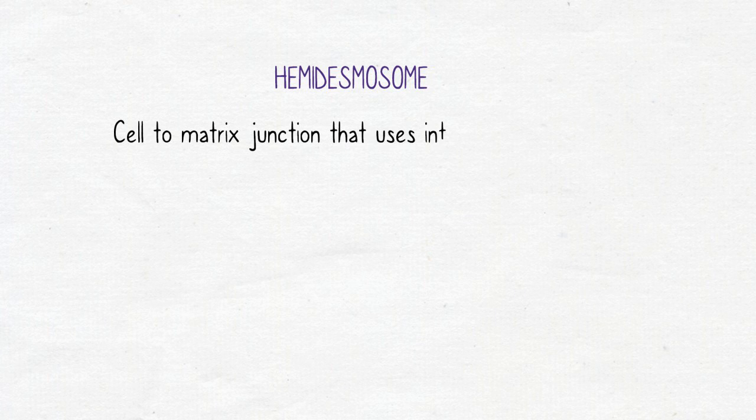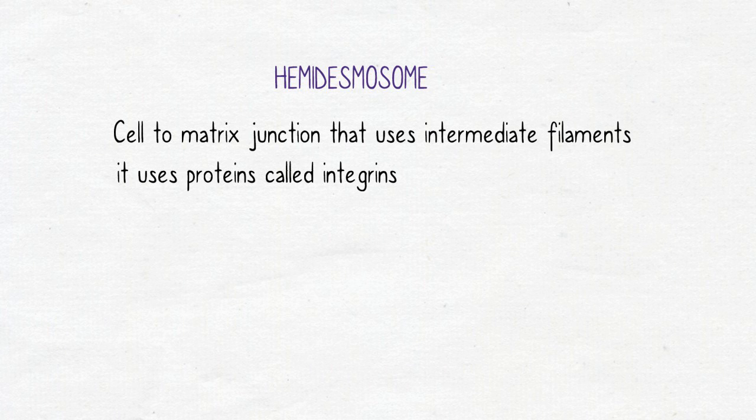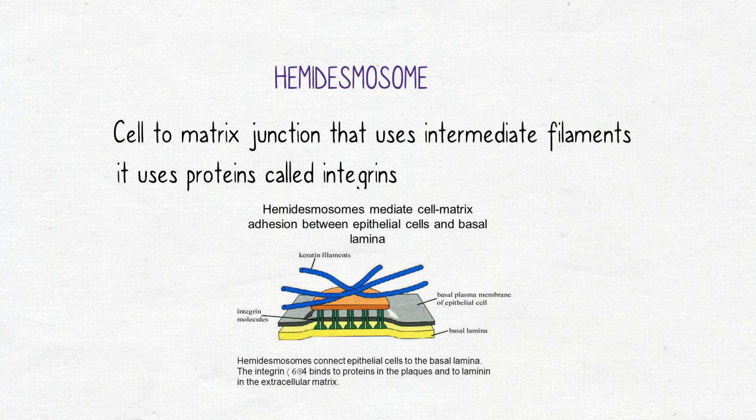The fourth is the hemidesmosome. This is a cell-to-matrix junction that also uses the intermediate filaments. This junction is like half a desmosome, and the thickening of only one cell occurs. It mostly connects cells to their basal lamina. The proteins involved in this junction are the integrins.